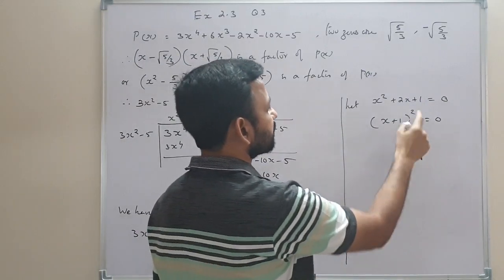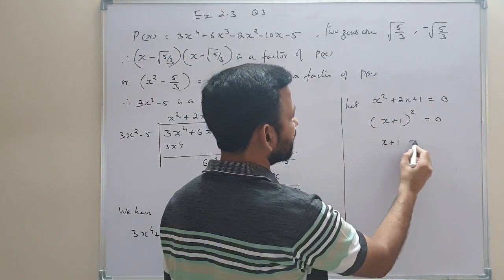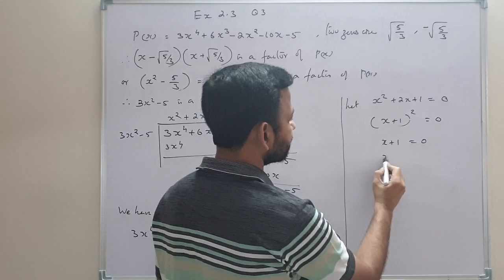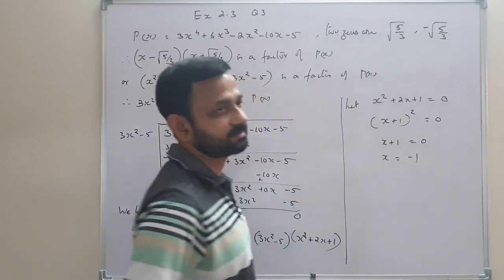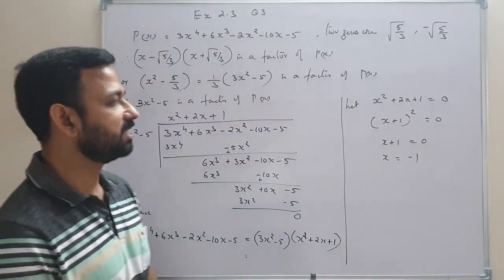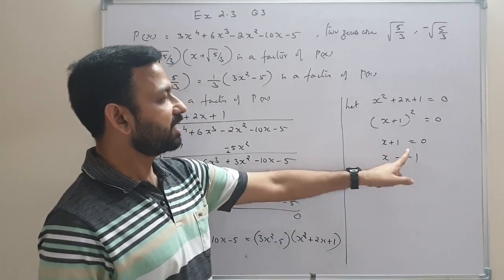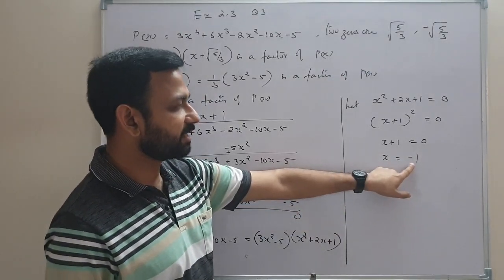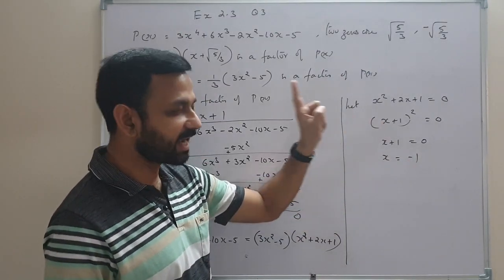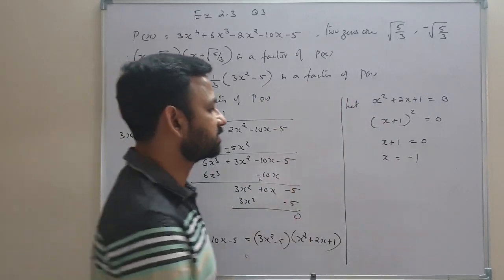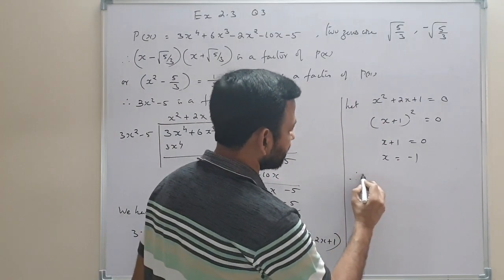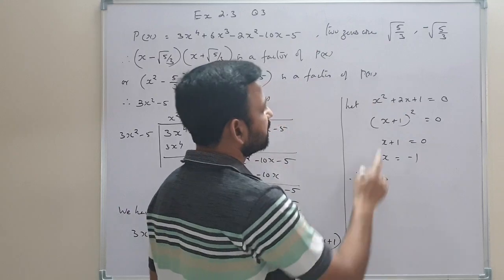If (x + 1)² = 0, then x + 1 = 0. Therefore x is equal to −1. So here we got −1. So the zeros are identical, −1, −1. So we can write all the zeros here.